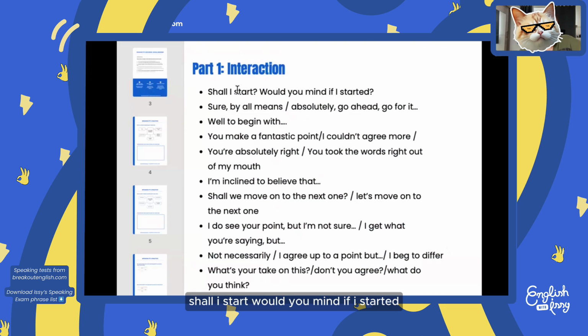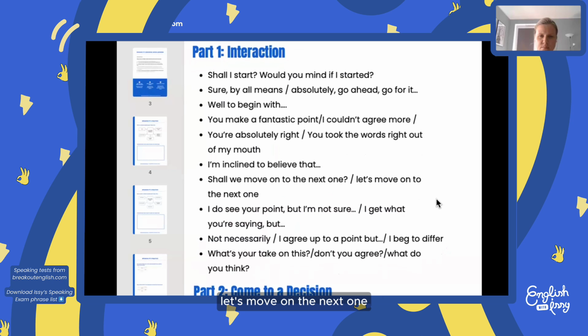Shall I start? Would you mind if I started? Sure, by all means, absolutely. Go ahead, go for it. Well, to begin with, you make a fantastic point. I couldn't agree more. You're absolutely right. You took the words right out of my mouth. I'm inclined to believe that. Shall we move on to the next one? Let's move on to the next one.